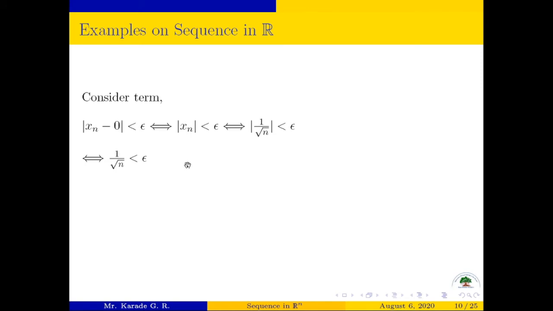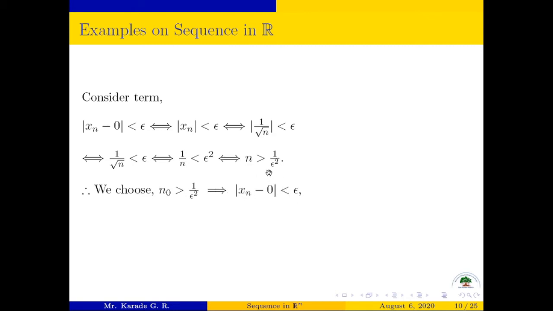So if we square this, it implies and is implied by 1 upon n is less than epsilon square. Take a square on both sides. Okay, and if we take the reciprocal, it will imply and be implied by n greater than 1 upon epsilon square. So now from this inequality we can choose our n naught to be greater than 1 upon epsilon square. If I choose our n naught like this, then this inequality will give our result: mod of xn minus 0 is less than epsilon.